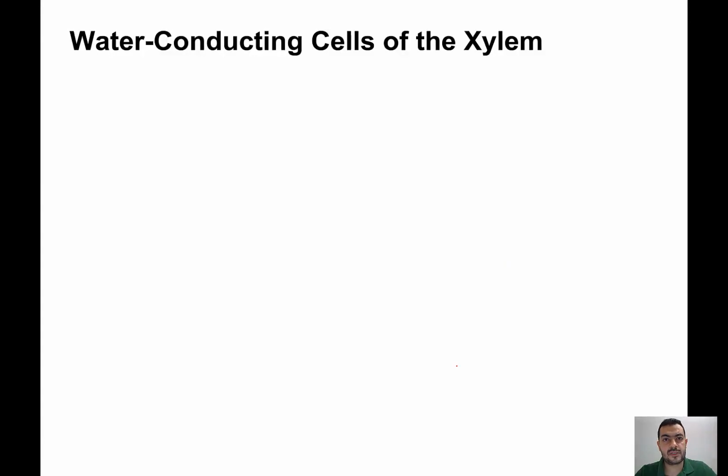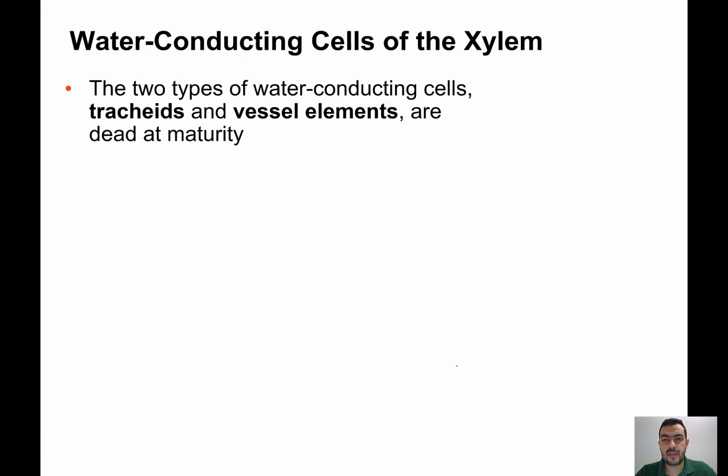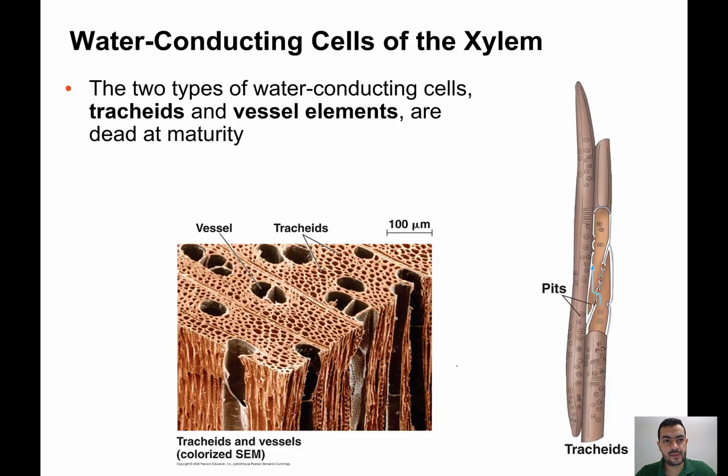Okay, so let's move on to the cells that make the xylem. The water-conducting cells of the xylem can be classified into two types, the tracheids and the vessel elements. These are living cells while they are immature, but once they become mature, the living parts of the cell disintegrate and the mature cells become dead. So we have two types, the tracheids and the vessel elements.